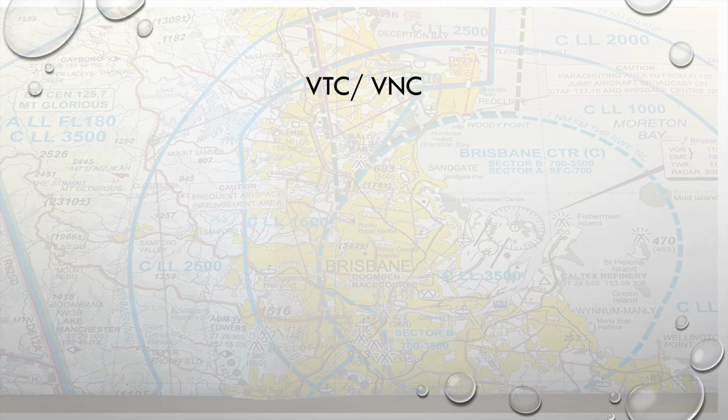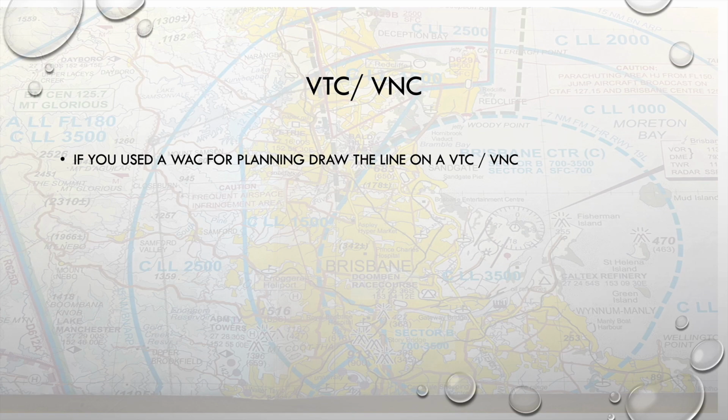VTC, VNC, and there's one there in the background. Okay, if you used a WAC for planning, and I quite often do, especially if it's a long way, it could be a really long line on the VTC. So if it's a long diversion, draw it on there. VTC or VNC might not be available. Then you might need to use your EFB or one of the IFR charts. But generally, if you're around the more built-up areas, a VTC, VNC will be available. Get the line down on that.